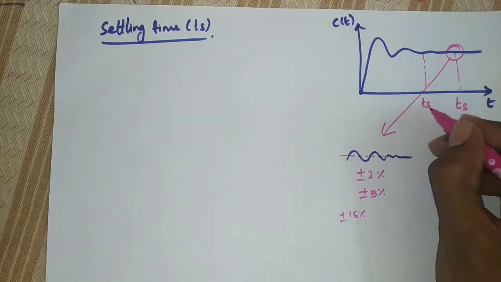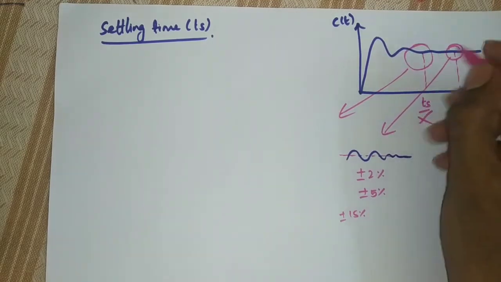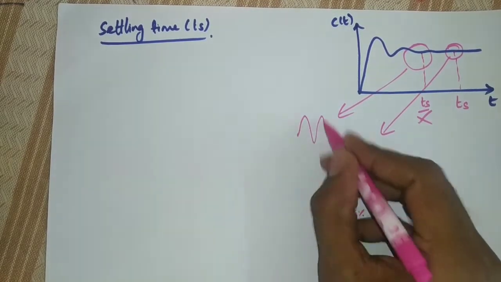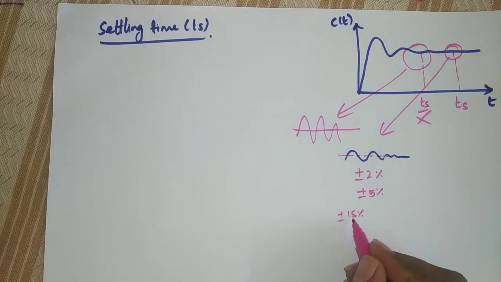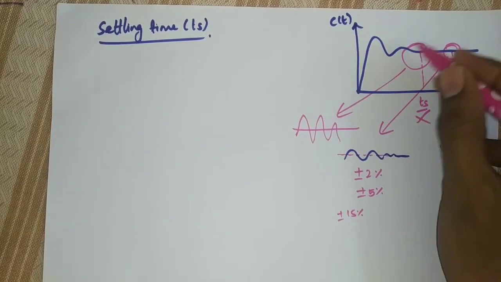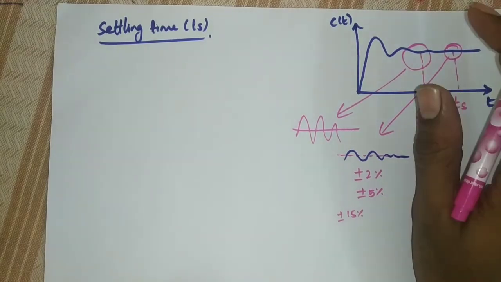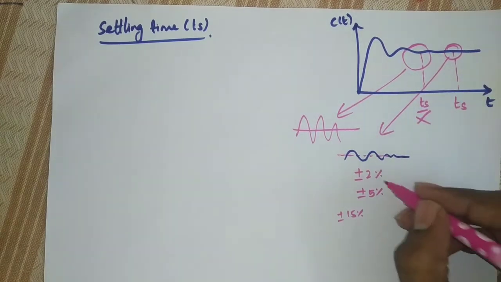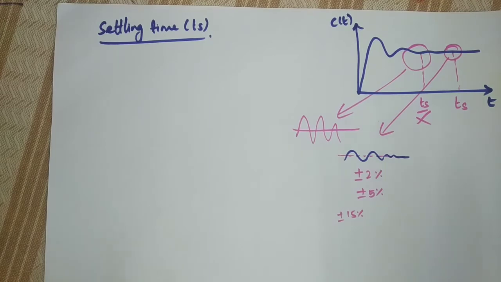I am not able to call this time the settling time, because in this time period, if you zoom into your time response, there will be huge amplitude errors. It is nearer to 15%, so it is not correct to say this is the settling time. Settling time is decided as the time at which the response stays within plus or minus 2% or plus or minus 5% tolerance.